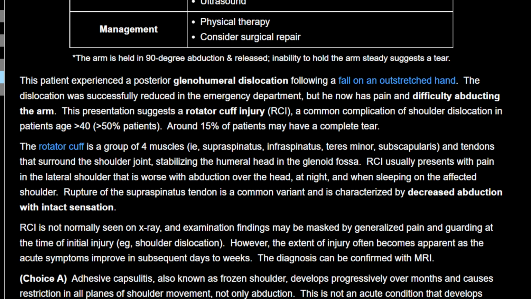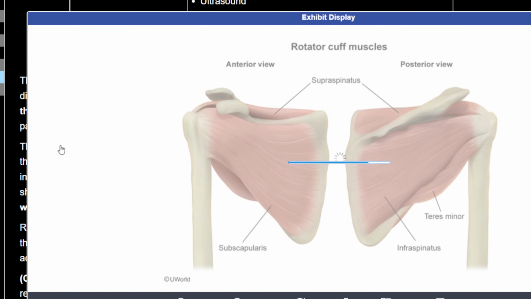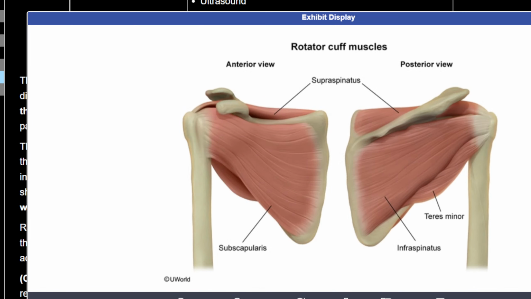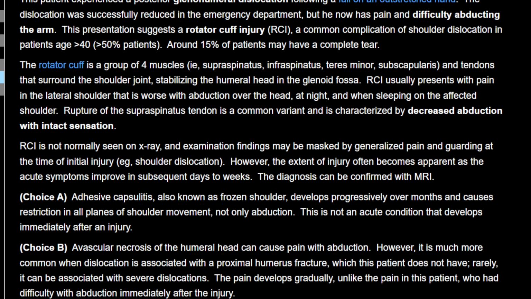The rotator cuff is a group of four muscles, i.e., supraspinatus, infraspinatus, teres minor, subscapularis, and tendons that surround the shoulder joint, stabilizing the humeral head in the glenoid fossa. RCI usually presents with pain in the lateral shoulder that is worse with abduction over the head, at night, and when sleeping on the affected shoulder. Rupture of the supraspinatus tendon is a common variant and is characterized by decreased abduction with intact sensation.